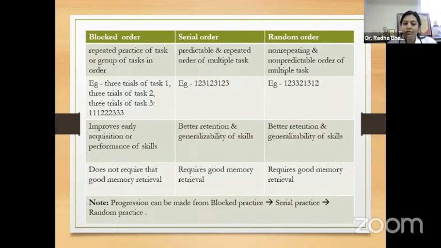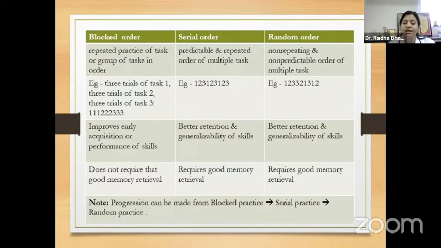Blocked order does not require that good memory for retrieval, because the patient is doing that particular task for many repetitions. While a serial order requires good memory, because task A is done, then B, then C, then D, then again A is done. So the patient needs to have good memory recall. What were the components that I was taking care of while doing task A? What were the components while doing task B? And so forth. The same applies with the random order.